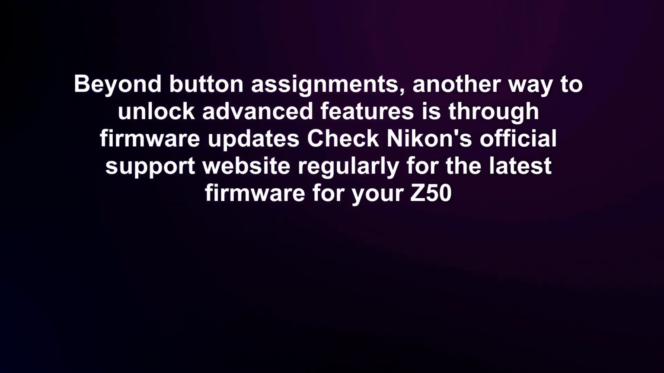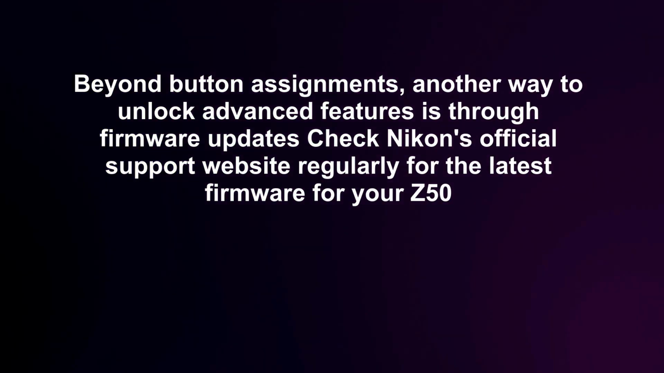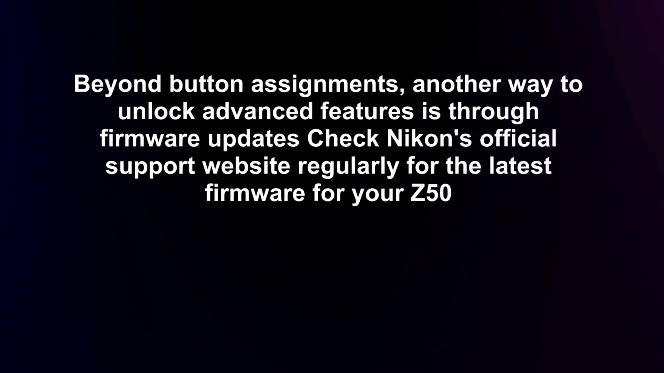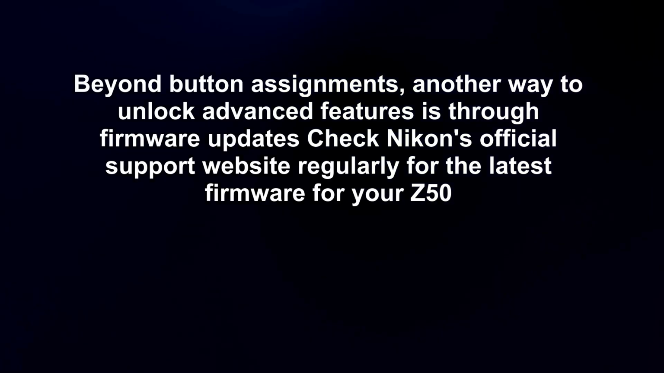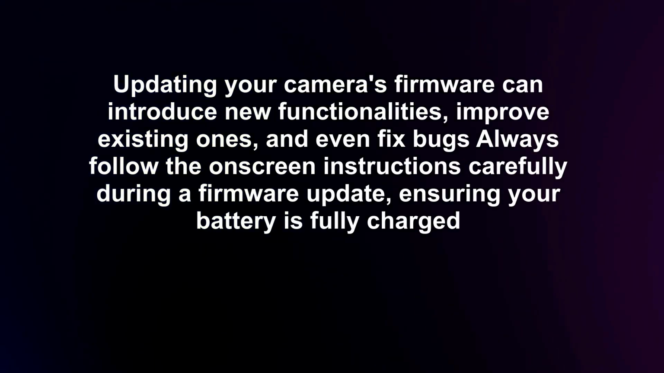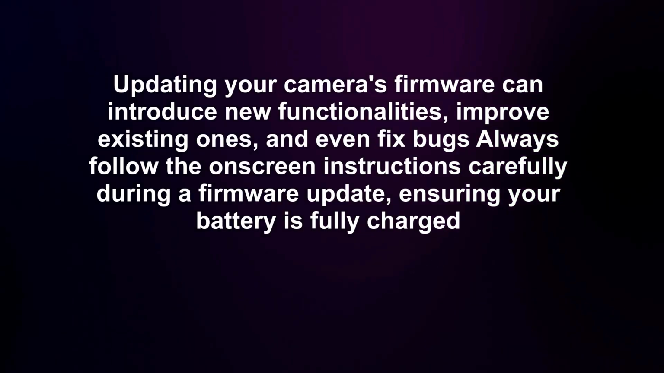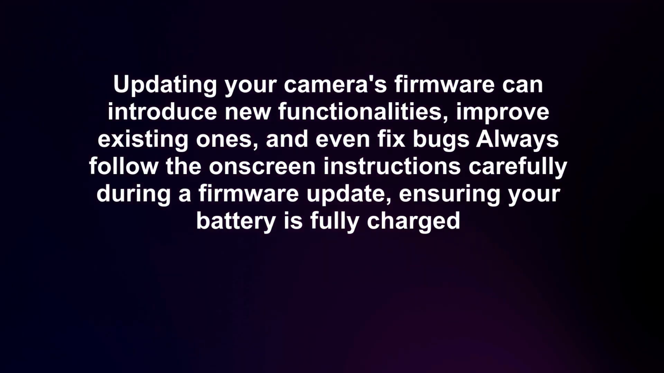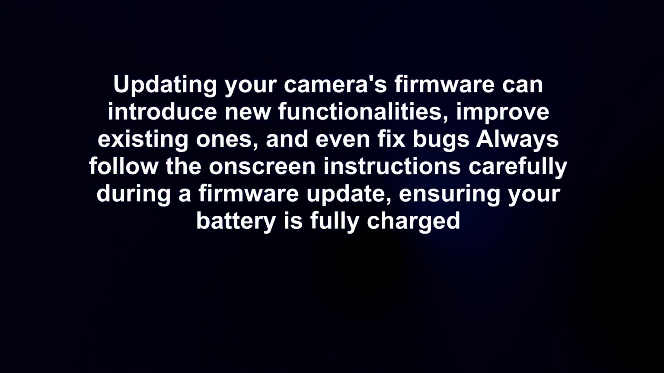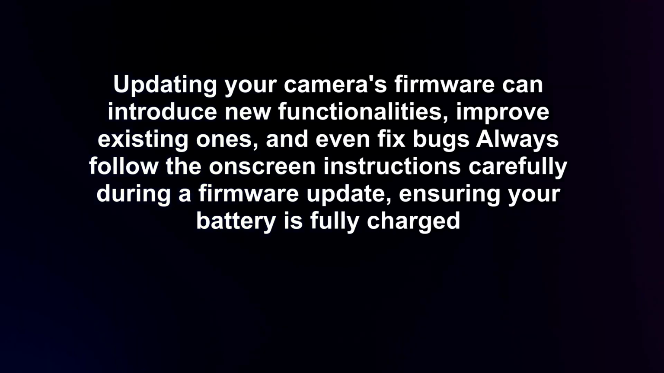Beyond button assignments, another way to unlock advanced features is through firmware updates. Check Nikon's official support website regularly for the latest firmware for your Z50. Updating your camera's firmware can introduce new functionalities, improve existing ones, and even fix bugs. Always follow the on-screen instructions carefully during a firmware update, ensuring your battery is fully charged.